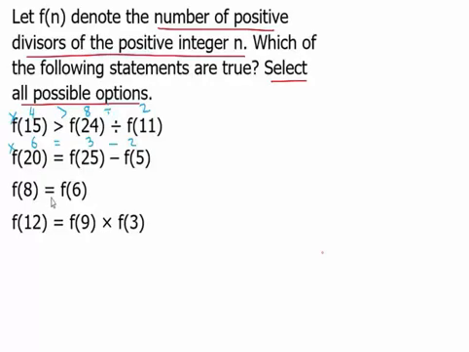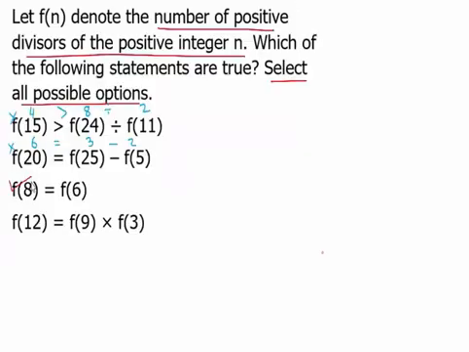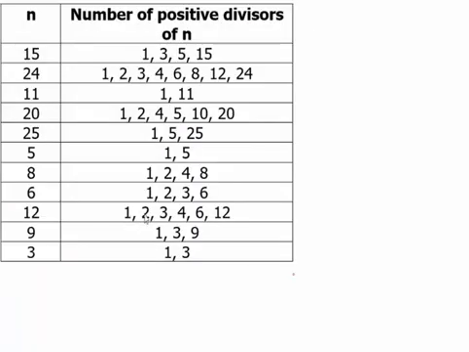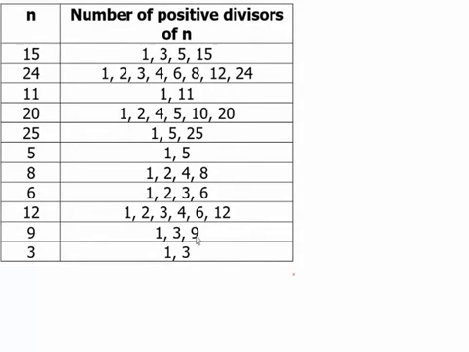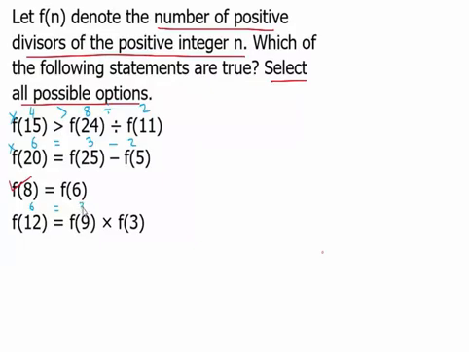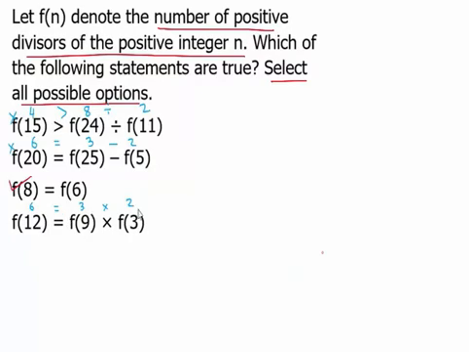What about F8? Is it equal to F6? 8 has 4 positive divisors and so does 6. And therefore, F8 is indeed equal to F6. And finally, we have F12, which is 1, 2, 3, 4, 5, 6. So that's a 6. Is that equal to F9 times F3? F9 is 3 because the positive divisors of 9 are 1, 3 and 9 only. So we have this as 3 times F3 is 2. So is 6 equal to 3 times 2? Of course it is. So this one also works. So these are the only two statements that are true.